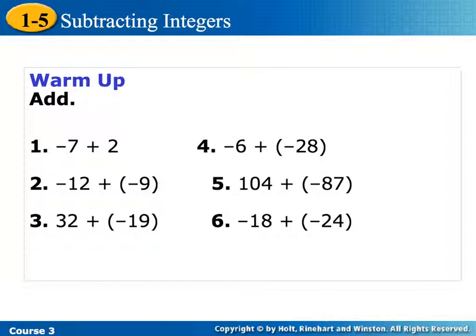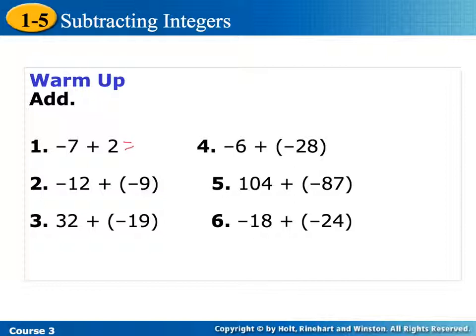Alright, when we look at this, remember we have a couple of rules. If you have the same sign, you add the 2 digits, plug in that sign. Different signs, we subtract the 2 digits, and then plug in the sign that's farthest away from 0. Okay, let's see how you did.